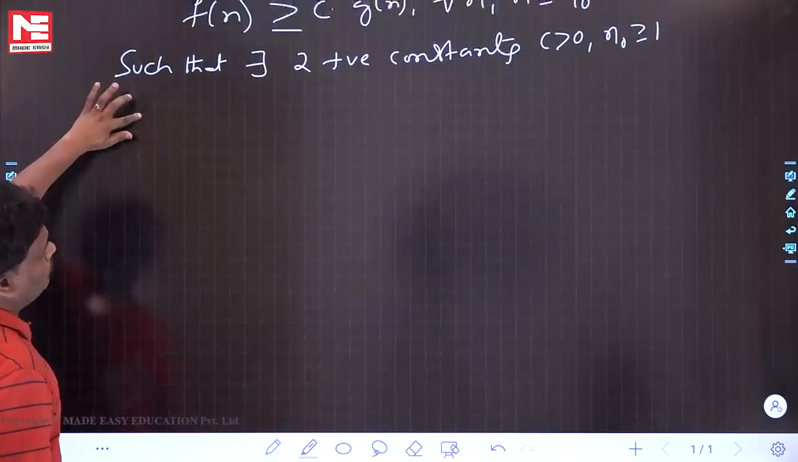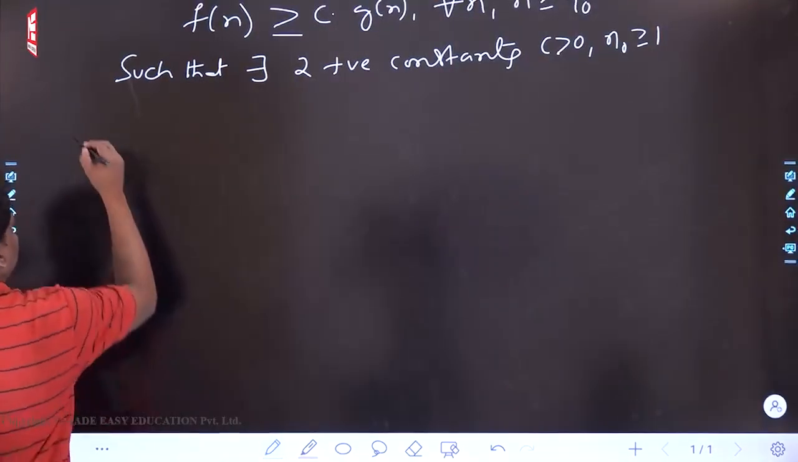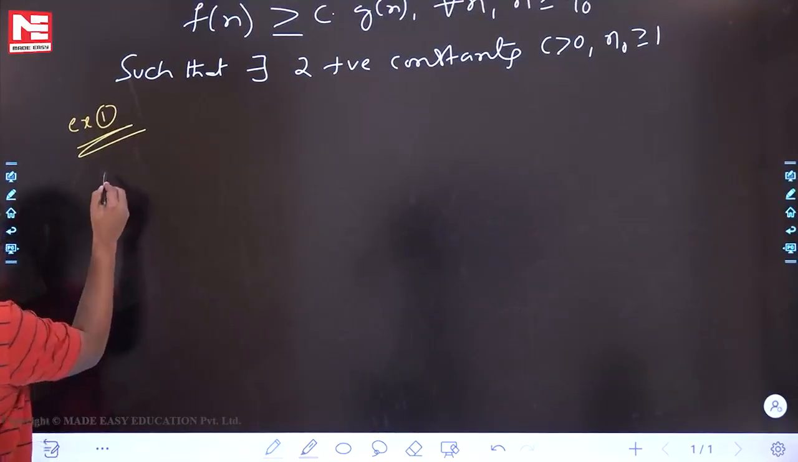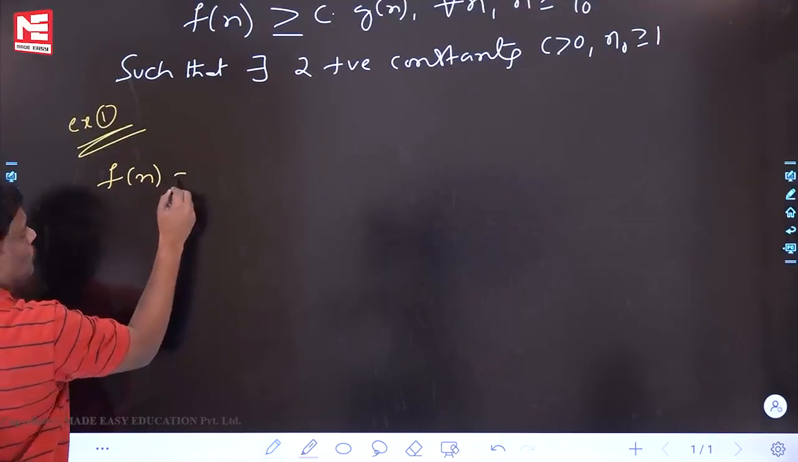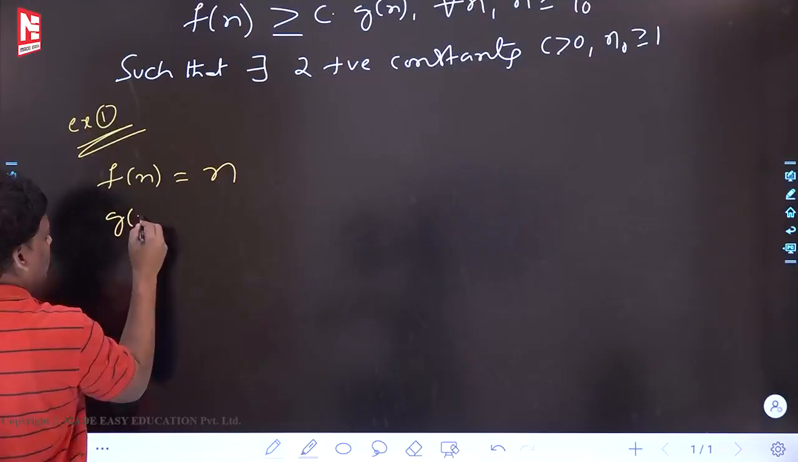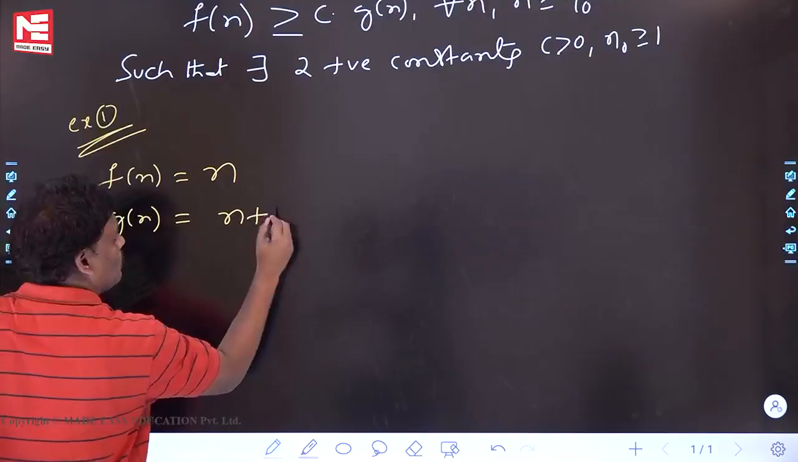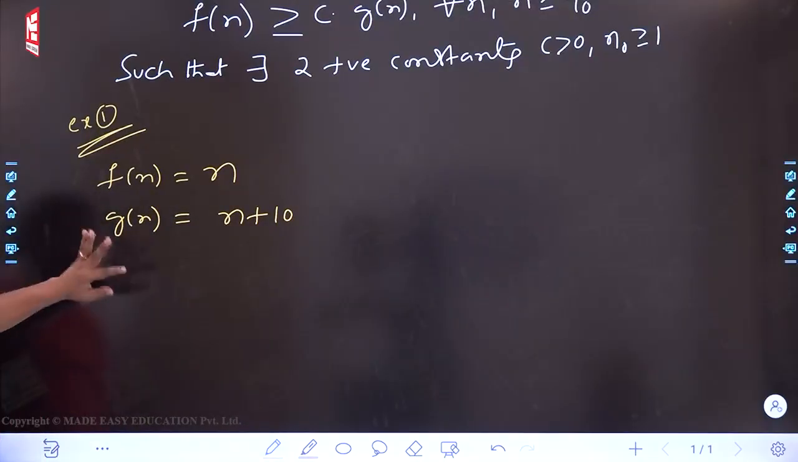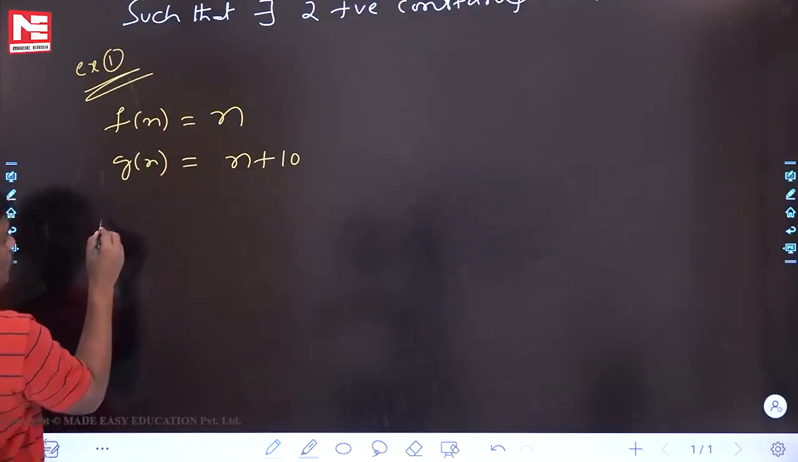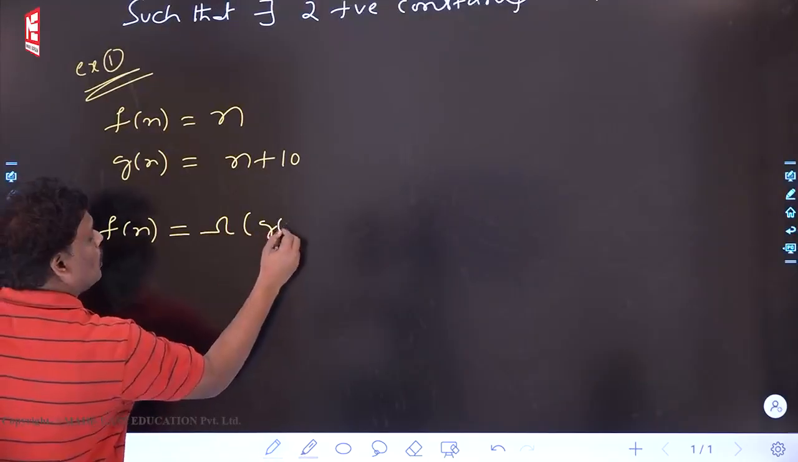See the example 1. Only for namesake I have written the definition, even though you know it very well. Let's see example 1. Assume that f of n is equal to n, and g of n is equal to n plus 10. This is the f of n and g of n given. Now I want to prove how f of n is equal to omega of g of n.